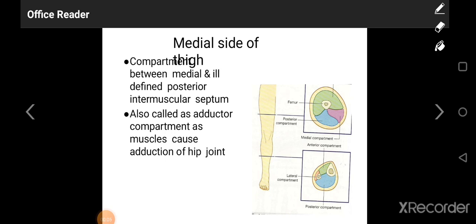Today I will discuss the anatomy of the medial side of the thigh. The medial compartment of the thigh lies between the medial and the ill-defined posterior intermuscular septum. It is also known as the adductor compartment because the muscles over here cause adduction of the hip joint.